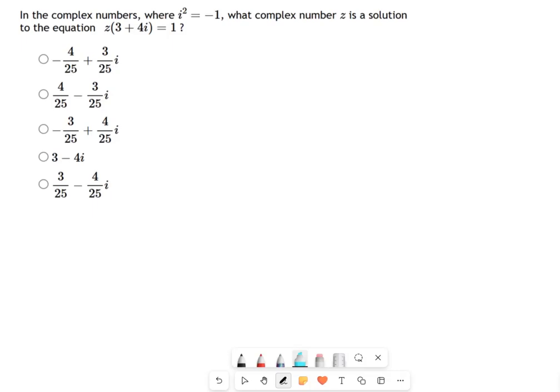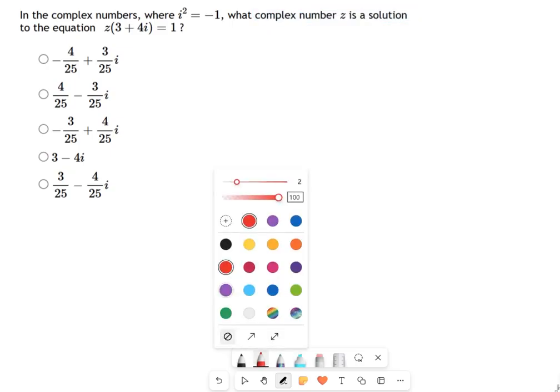You may remember complex numbers like i or i squared, where i squared is equal to -1. That's a pretty important definition. But you may not be used to dealing with complex equations like this one that we have here. And look what it says. It says, what complex number is a solution? So that means we're going to solve for z. And when we get the answer, it's going to be one of these five on the left. It's going to be complex. Likely it is going to be complex anyway.